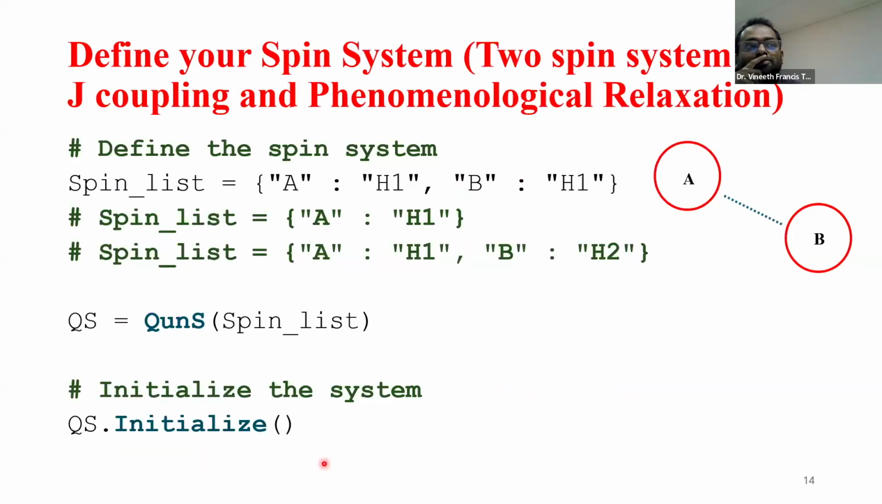Now, first, we are going to define the spin system. So we have two spins, A and B. They are J-coupled. We first define a spin list. The first spin A is a proton, and the second spin B is still a proton. You can define another list with a single spin, or with proton or deuterium, anything you can define here. Now this spin list is the argument of the quantum system class, which creates an object called QS. Then later you will initialize. After initializing, executing this command will generate all the spin operators.